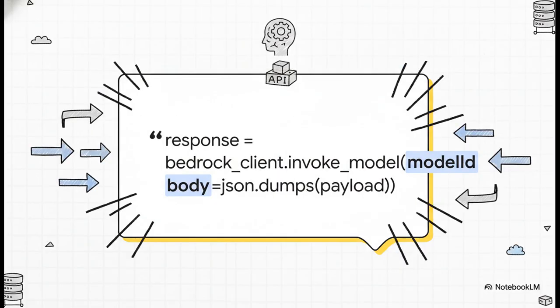And then, look at this. With just this one line of code, you invoke the model. That's it. You just tell it which model ID you want and you pass in your prompt. And what if you want to swap from, say, a Claude model to a Llama model? You literally just change that one model ID string. It really is that simple.